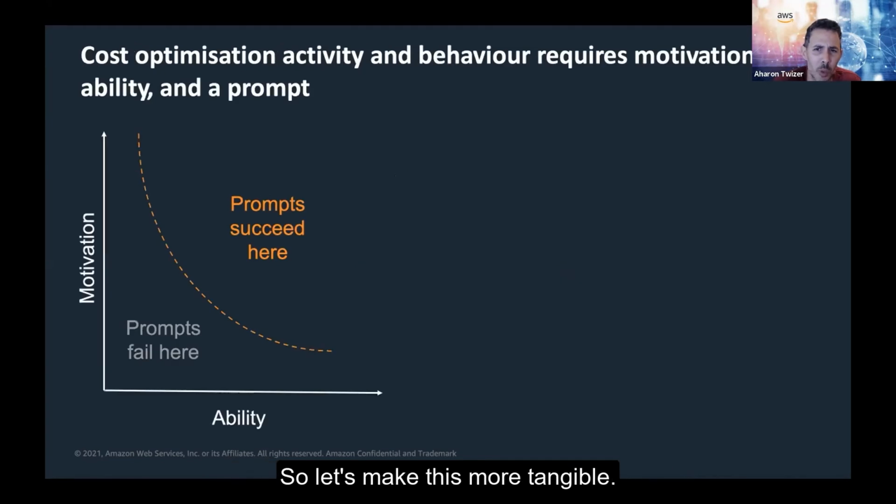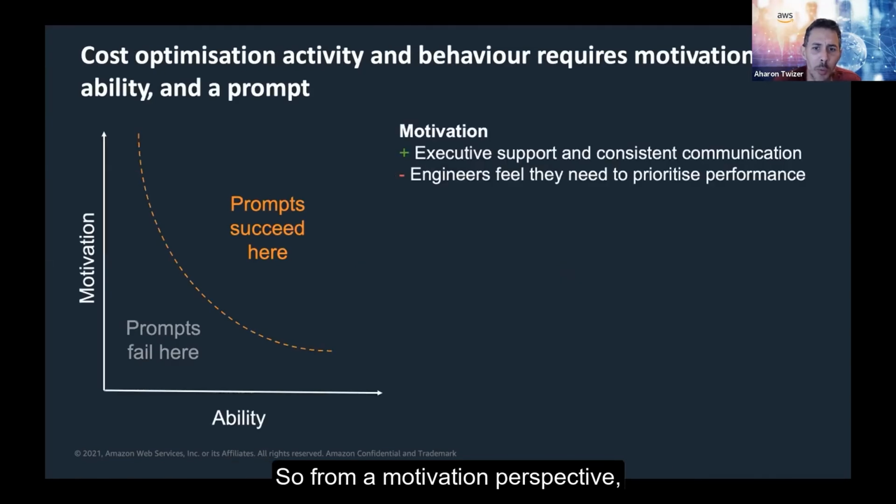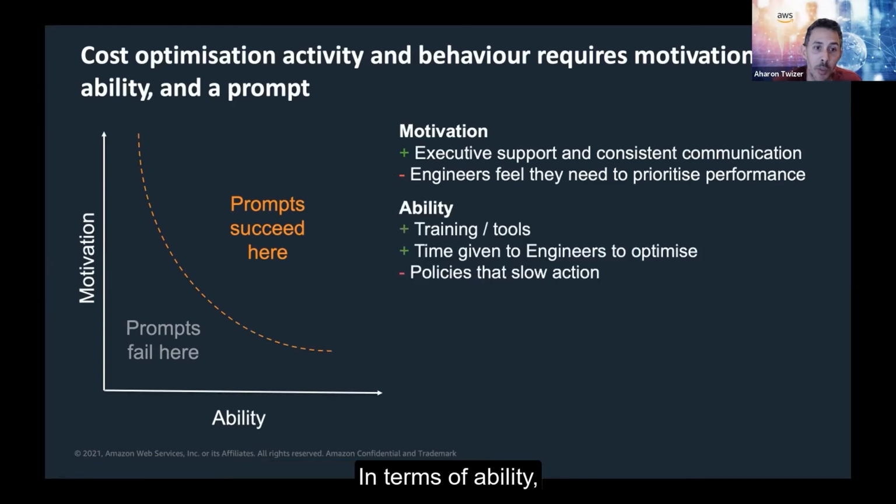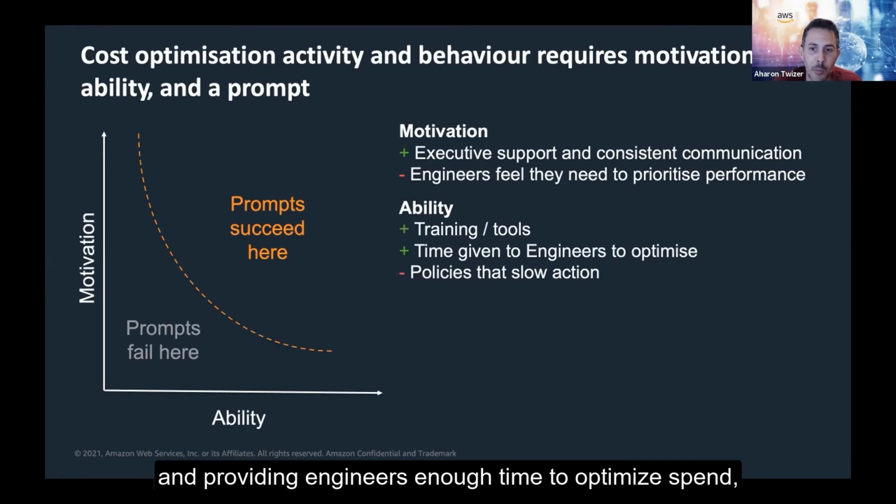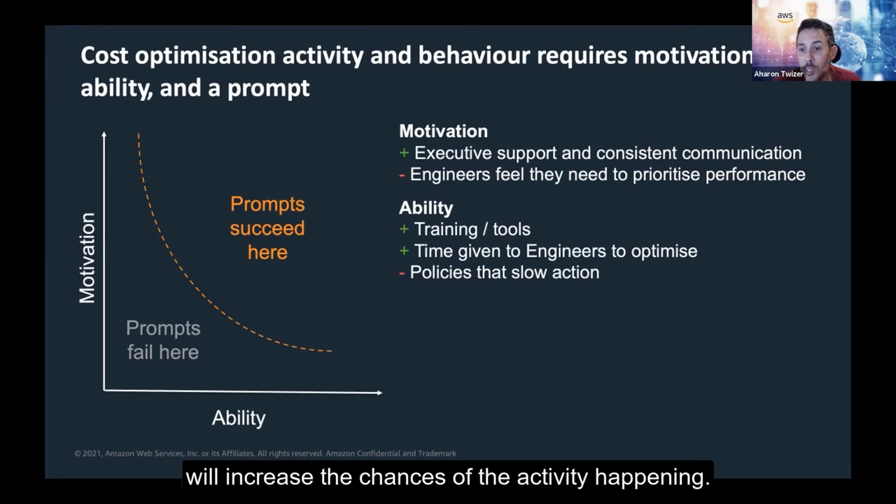Let's make this more tangible. From a motivation perspective, you need to have strong executive support to drive cost optimization activities, and consistent communication to let the team know that this is top priority. In terms of ability, providing your engineers with the right training and tools, and giving engineers enough time to optimize spend, will increase the chances of the activity happening.